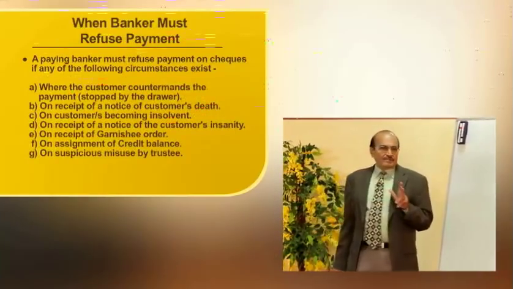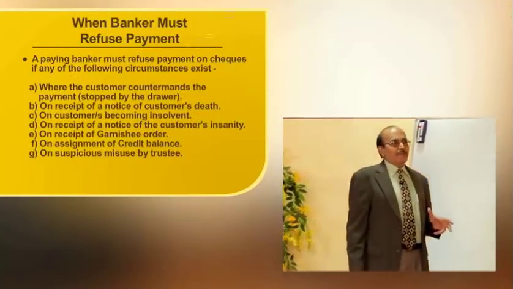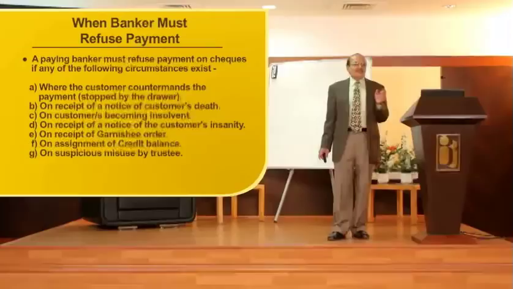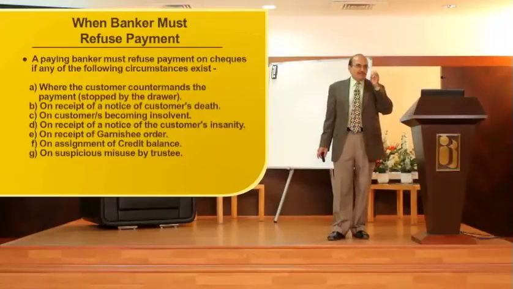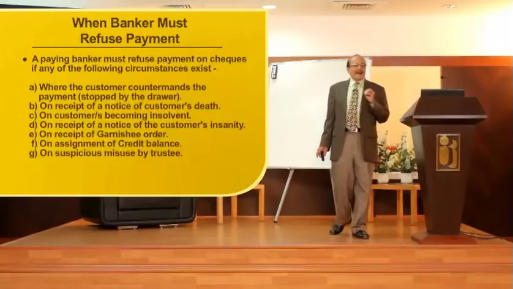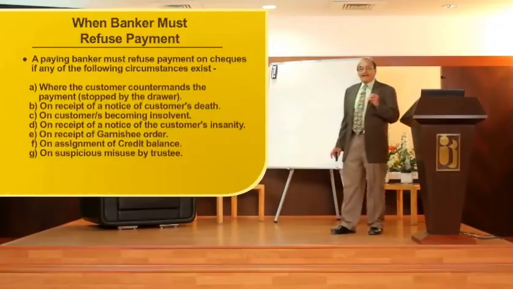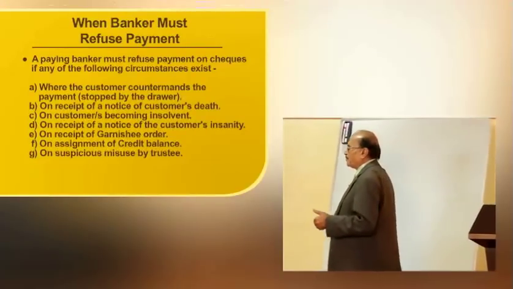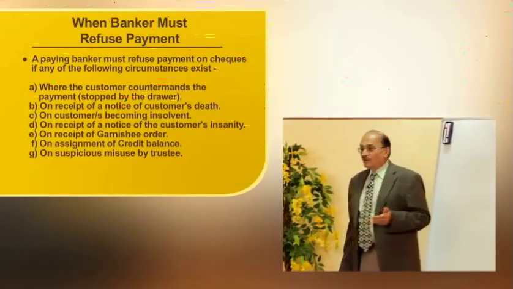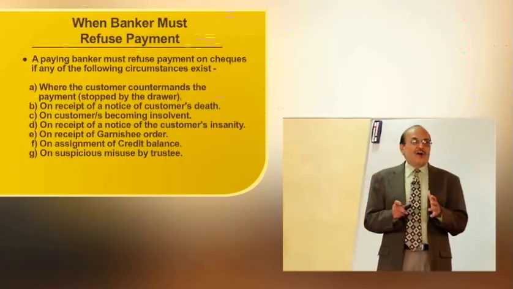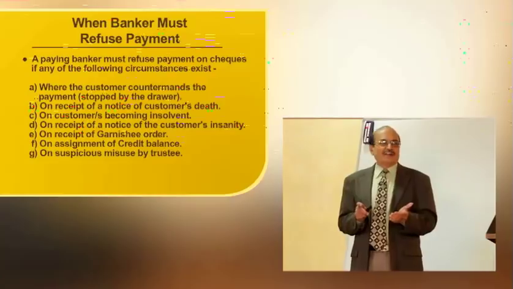There are occasions when the banker must refuse payment. What are those points on which the banker should be very strict and must refuse the payment? Number one, where the customer gives stop payment instructions, that is, countermands the payment. Number two, on receipt of notice of the customer's death. Number three, on the customer becoming insolvent.